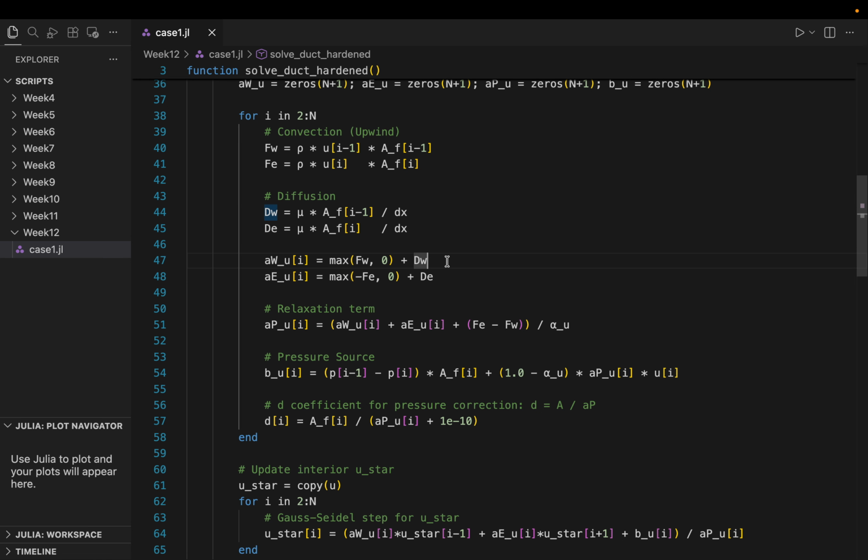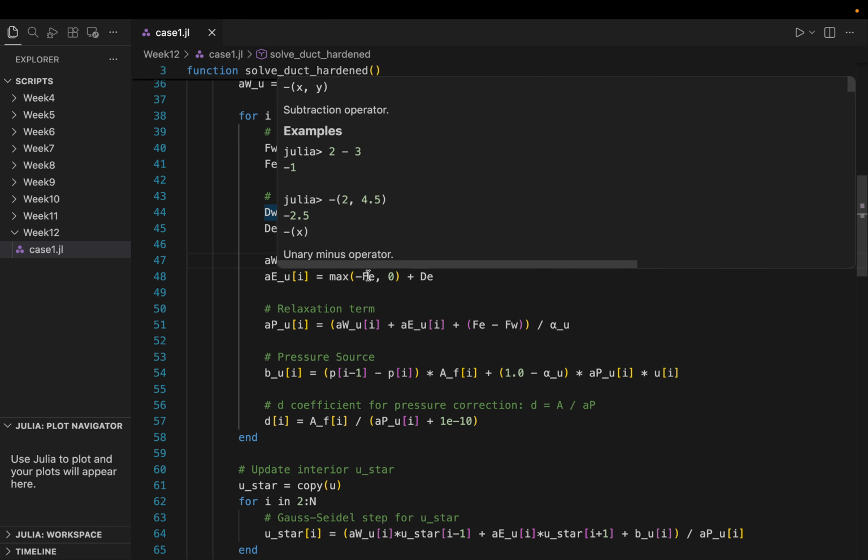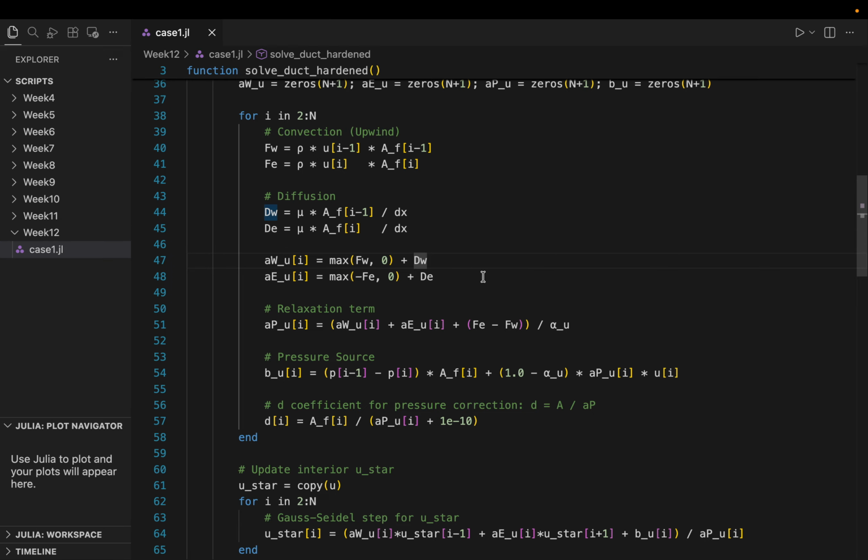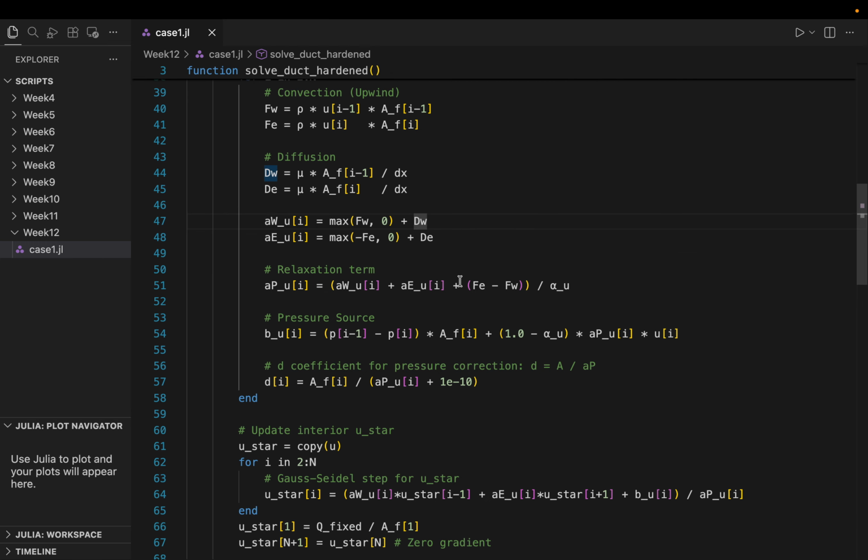Now here, you also recall, this is in the upwind scheme. When we are using the upwind scheme, max of minus Fe comma 0 plus D. This will ensure that when the flow is in the positive direction, you have the term Fe plus, or the Fe minus accordingly, it will change. And this is where we have the relaxation also taken into account.